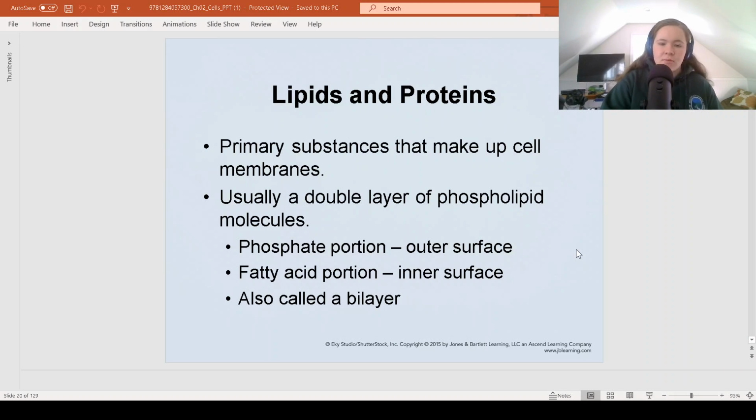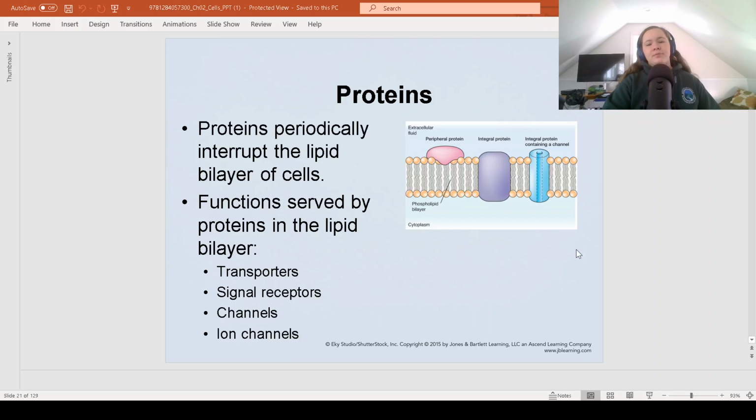Lipids and proteins are the primary substances that make up the cell and membranes, and usually a double layer of phospholipid molecules. They're made up of a phosphate portion, which is the outer surface, and a fatty acid portion, the inner surface, and this is also called a bilayer. Proteins periodically interrupt the lipid bilayer of cells. You can see right here, the phospholipid bilayer is right in here. Functions served by the proteins in the lipid bilayer are transporters, signal receptors, channels, and ion channels.